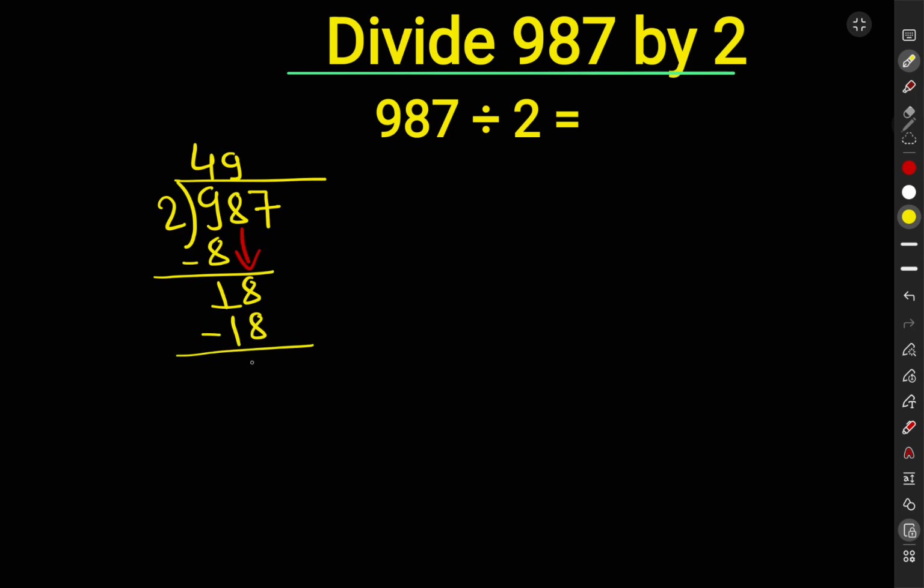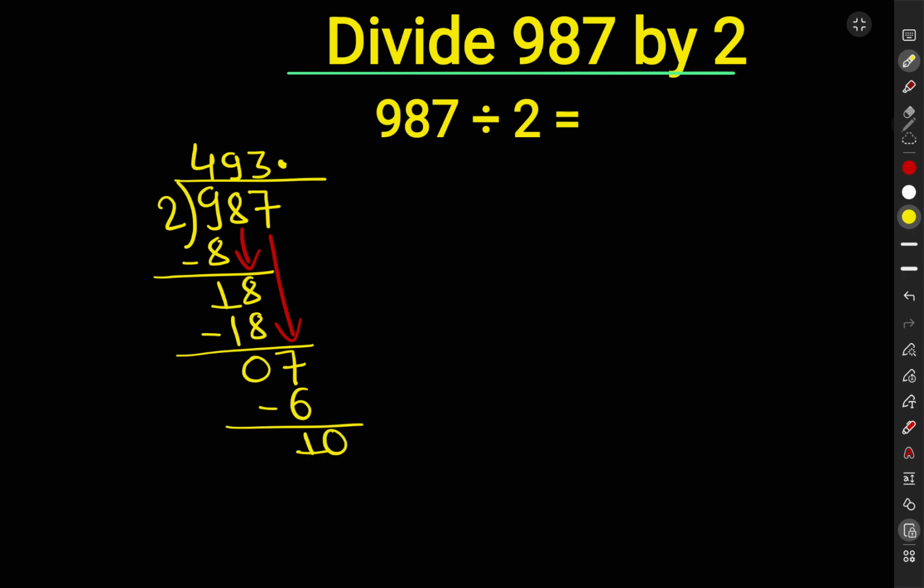On subtracting we get 0. So again we put down this 7 and 2 times 3 is 6. On subtracting we get 1. So now there is no other number to put down. So we take here decimal so that we put 0.